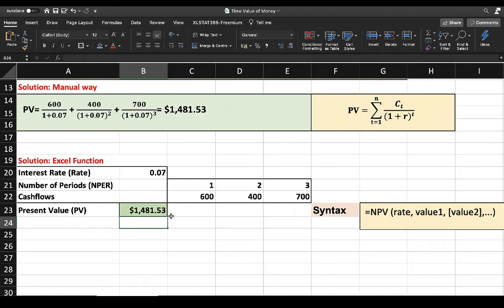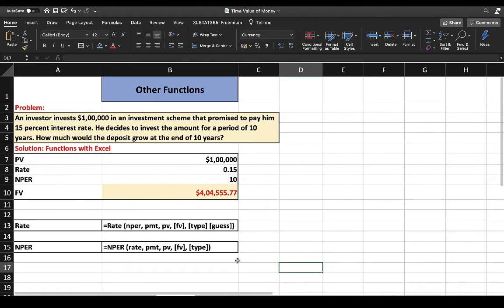Now I'll show you some other functions that can be solved with the help of Excel in the time value of money. These are solving for rate and NPER. Sometimes the question is given wherein you have to find the rate. Sometimes you have to find the number of periods. So I have taken the previous example. Here present value, rate, NPER and future value are given.